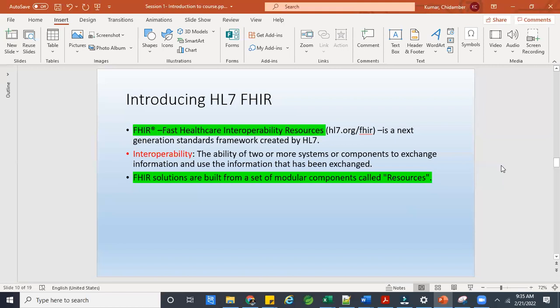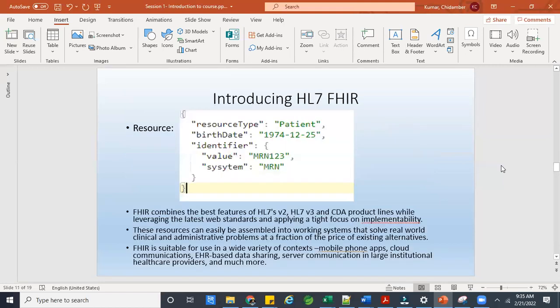As we go along through this course, resources will make much more sense when we are working with them. Here is a quick example of what resources might look like. The resource type patient is one of the resources. Similarly, appointment could be one resource. Practitioner, which holds the information of the doctor, could be one resource. Then diagnostic report, which is the result from a lab department, could be one resource. Similarly, different resources are there to hold different information. This is one example of it.